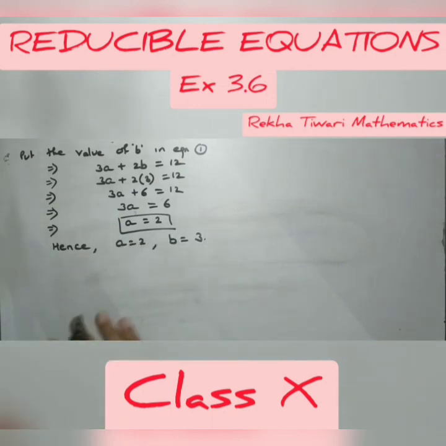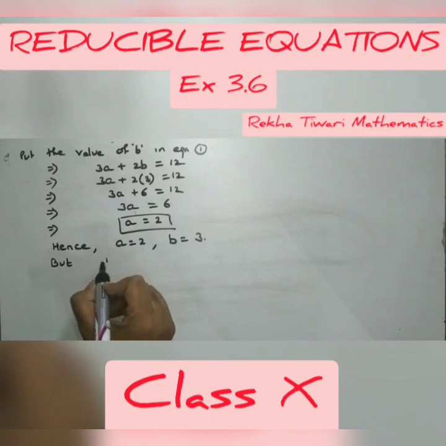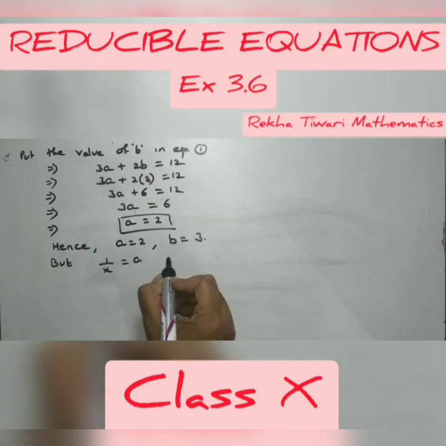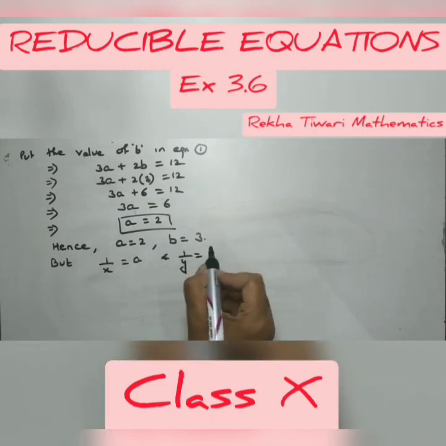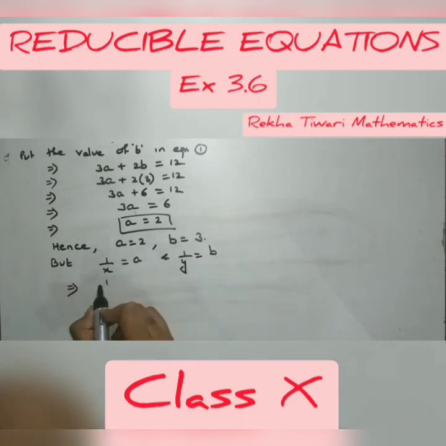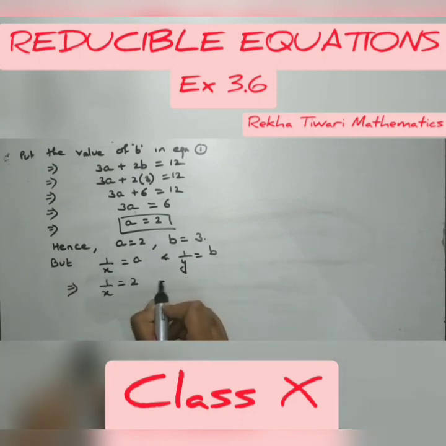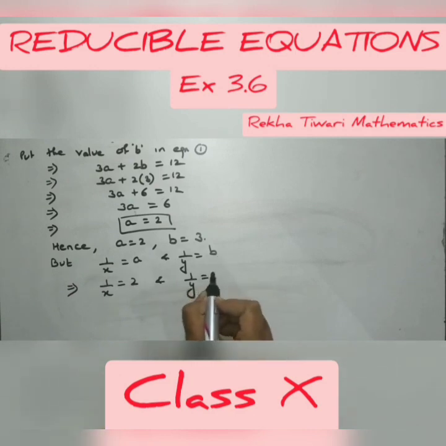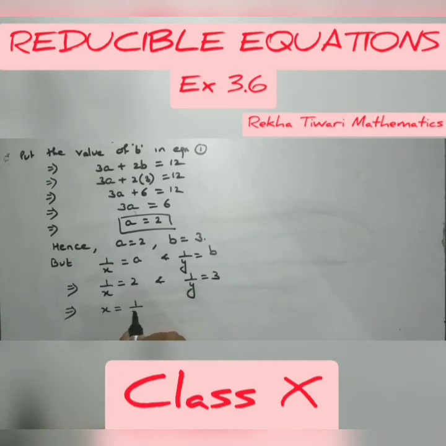But this is our assumption. We have to find out x and y. But what we have assumed, we have assumed 1 by x is equal to a and 1 by y is equal to b. So this implies 1 by x is equal to 2 and 1 by y is equal to 3. Reciprocate both, this becomes x is equal to 1 by 2 and y is equal to 1 by 3. So these are the solutions for the given pair of linear equations.